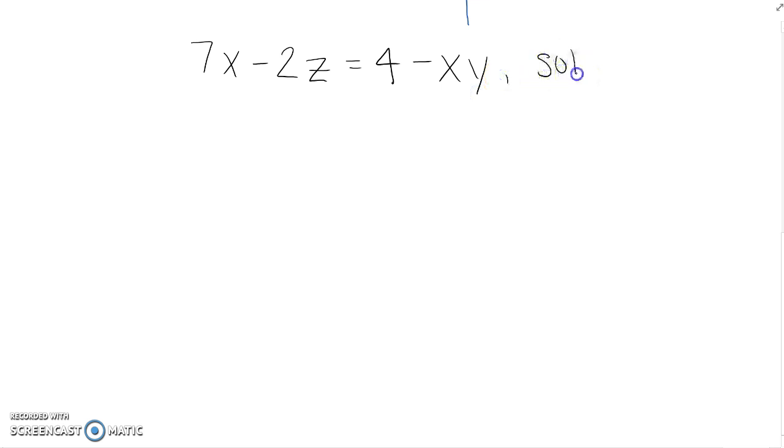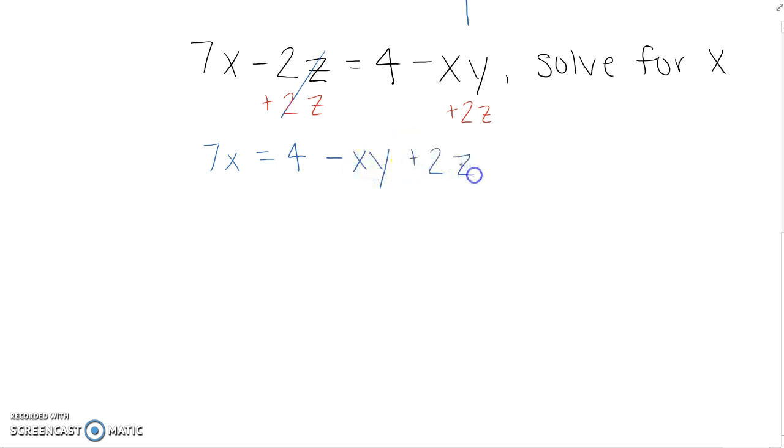So I'm just going to rewrite the original problem. 7x minus 2z equals 4 minus xy, and we are going to solve for x. So since we're solving for x, our goal is to get x by itself. So what we should do first is add 2z. Now this isn't what you have to do first. If you wanted to, you could move things on the right to the left. So I'm going to add 2z to both sides and rewrite my line. So I have 7x equals, because these cancel, 4 minus x times y plus 2z.